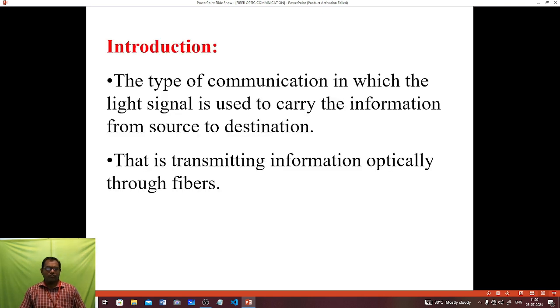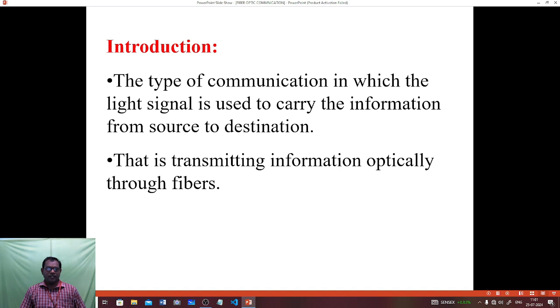Introduction to fiber optic communication. Before going to fiber optic communication, we have to know what communication is. Communication is the process of exchanging information from one place to another place. In optical fiber communication, we use a light signal to carry the information from source to destination.